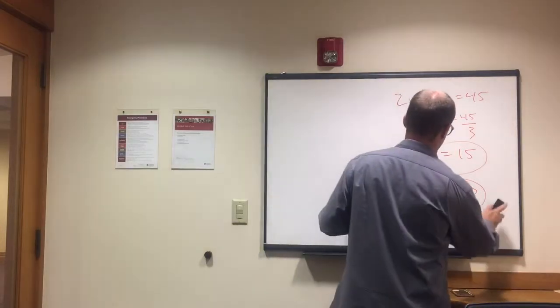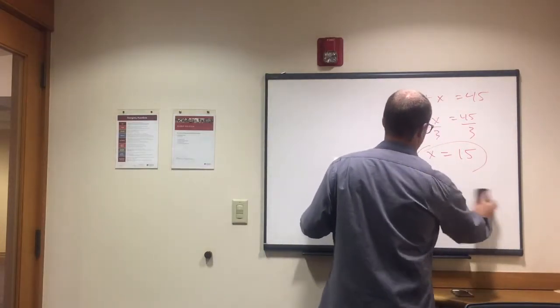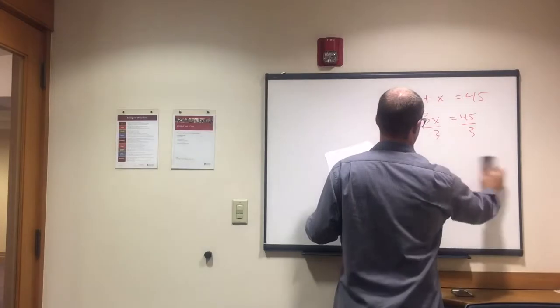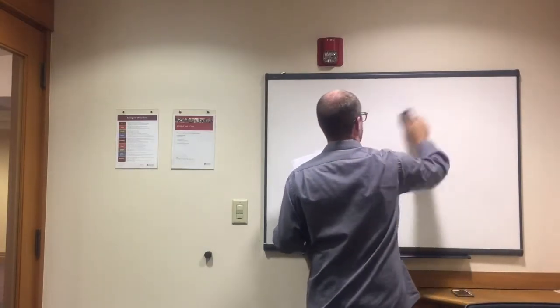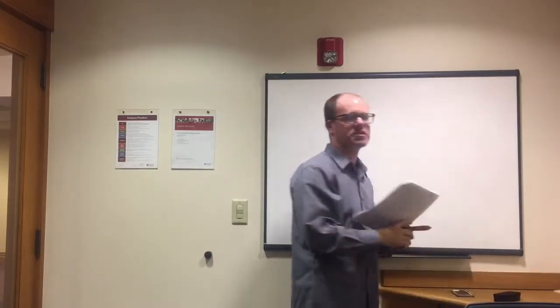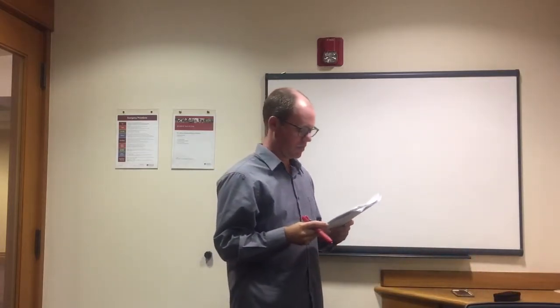So the correct answer for hours that I worked this week is 30. For John, 15. 30 is twice as much as 15. We're good to go. All right, last one, consecutive integers.